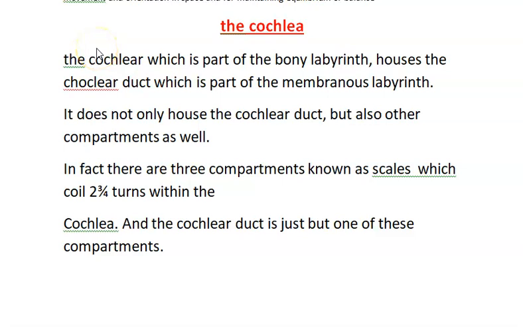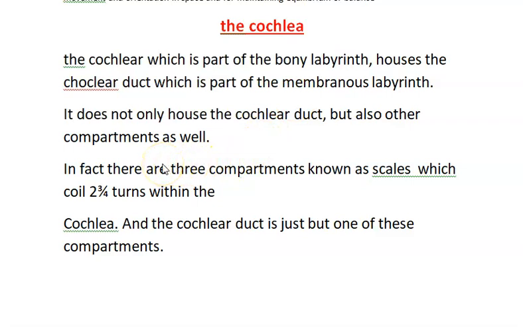Right, friends, so let us take a closer look and describe our cochlea. Then we wrap it up with our ear. You remember that the cochlea is part of the bony labyrinth and it houses our cochlear duct, which is part of the membranous labyrinth, is it? Good.